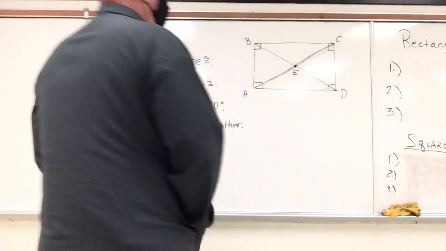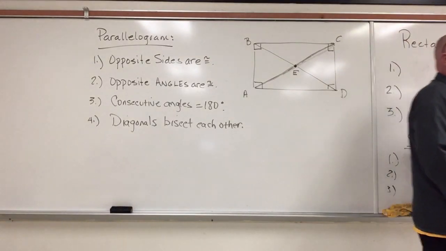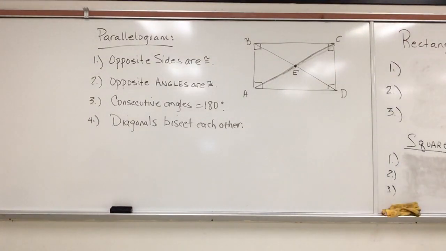Alright, so today we're going to talk about rectangles and squares. But before we start talking about rectangles and squares, we need to talk about parallelograms, because they're all related. They all have how many sides? 4 sides. Okay? They're all quadrilaterals. So a parallelogram's a quadrilateral. It's got 4 sides. We talked about that last week.